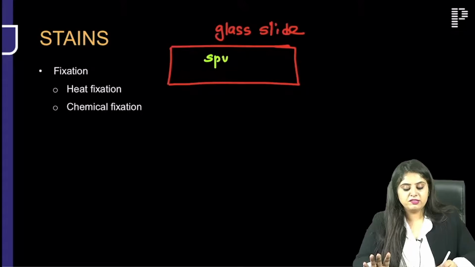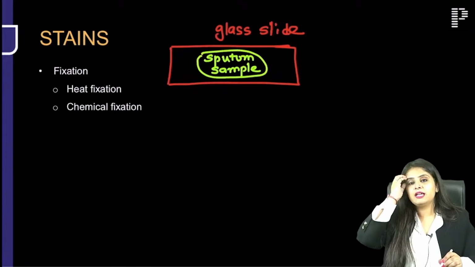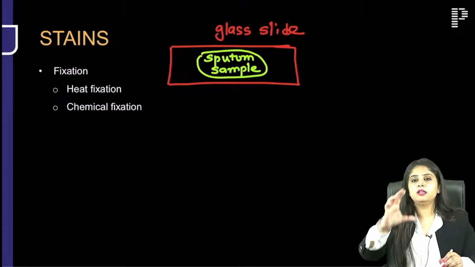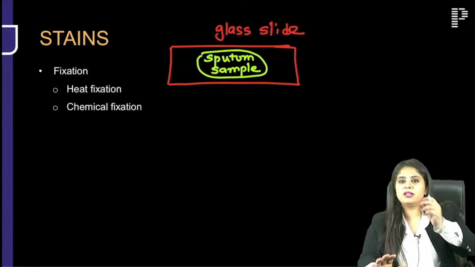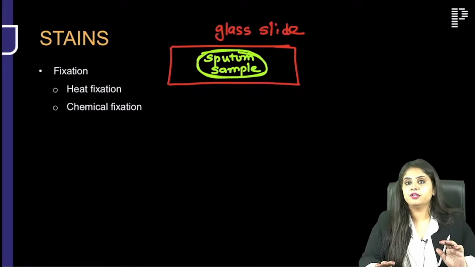So in TB, what sample will the patient give to you? Patient will be giving you a sputum sample. For example, your patient came and gave you a big 30 ml of sputum. You don't need 30 ml. You take one drop and you put that one drop of sputum over here. So one drop sputum sample has been added over here.